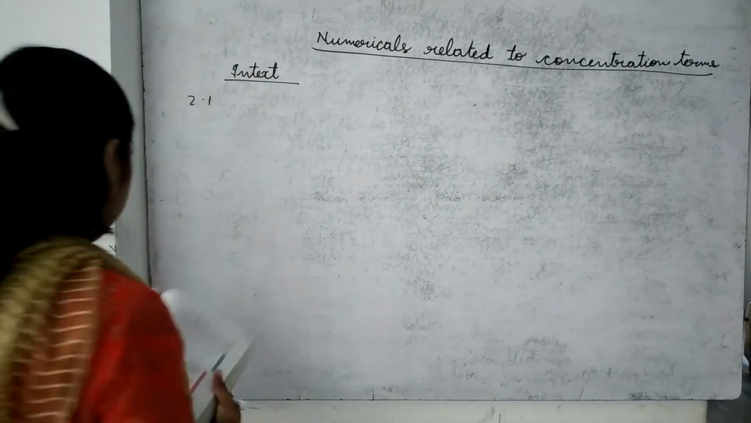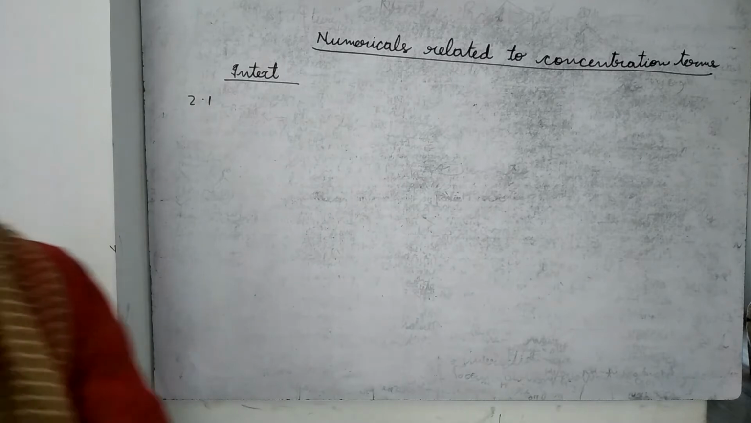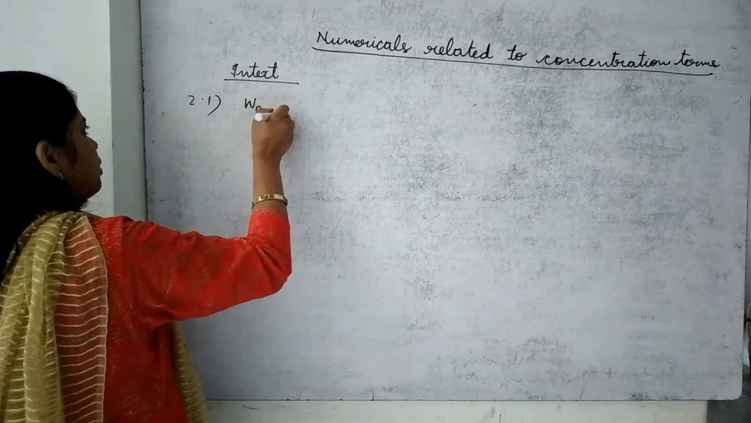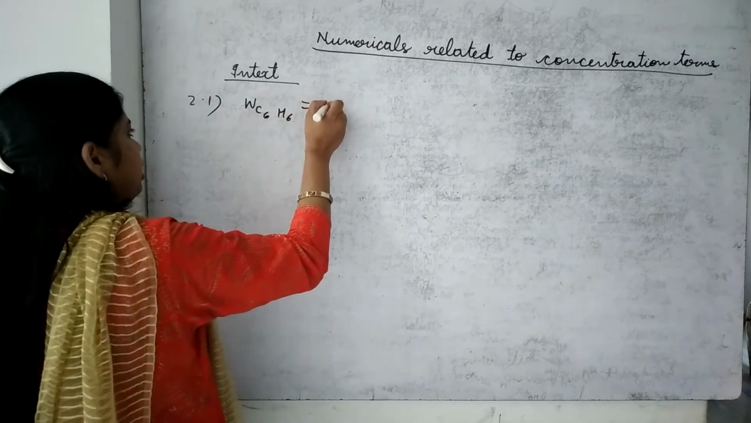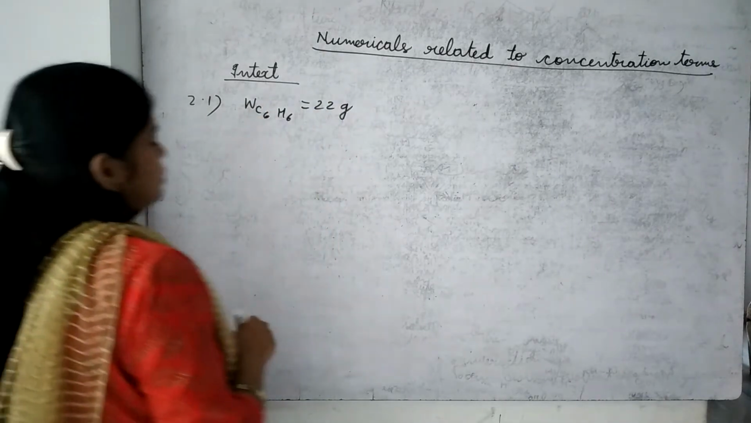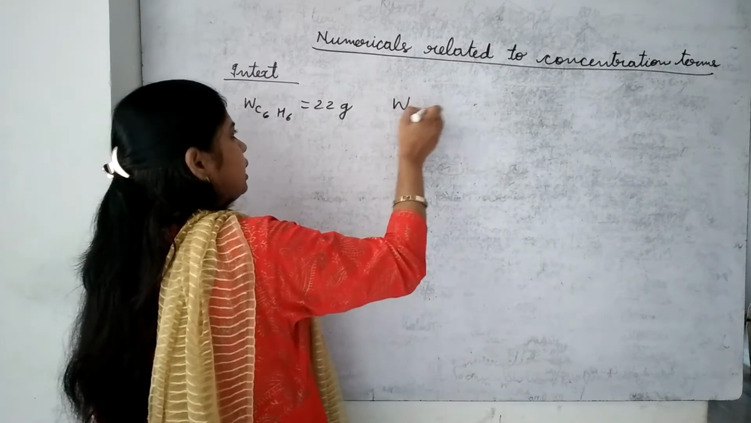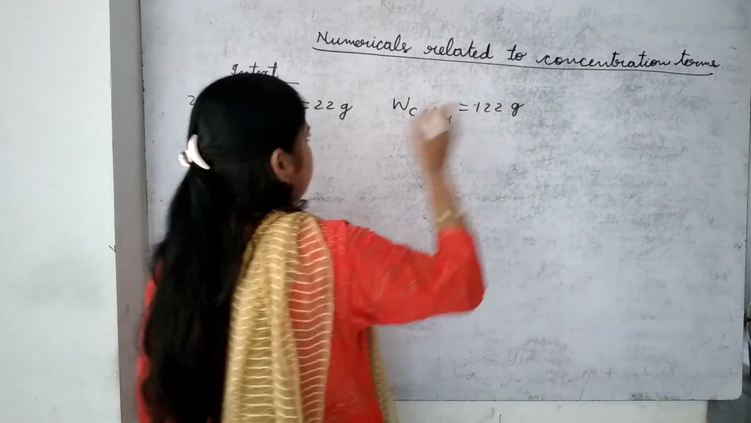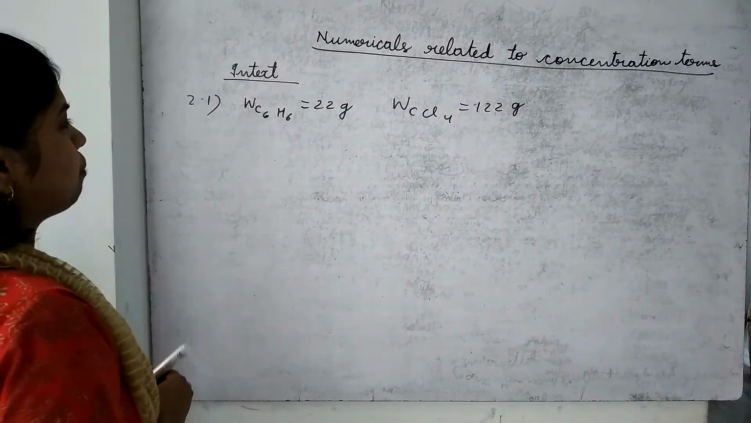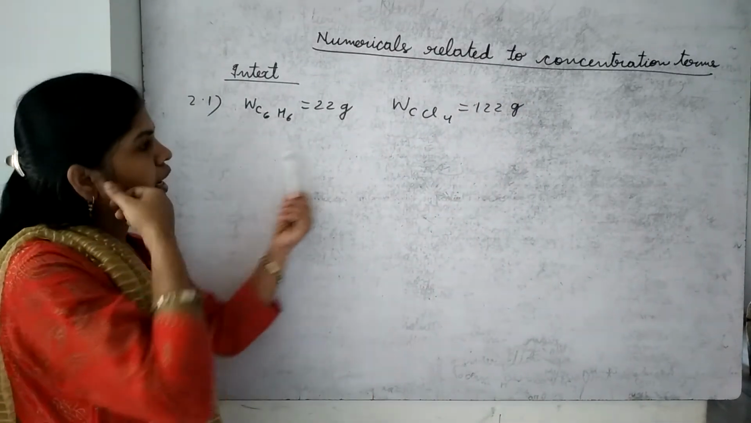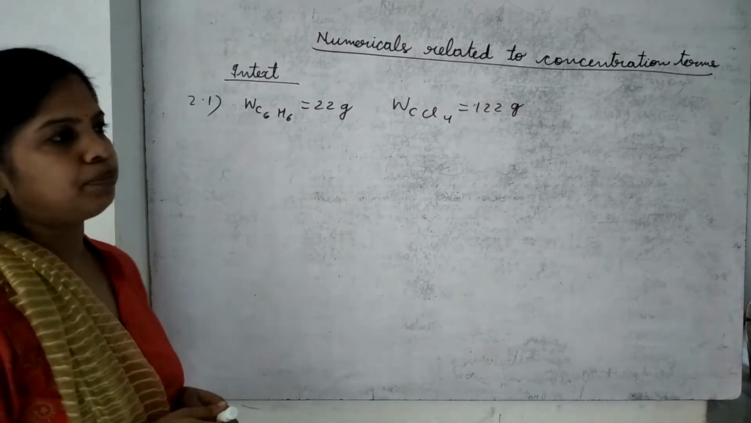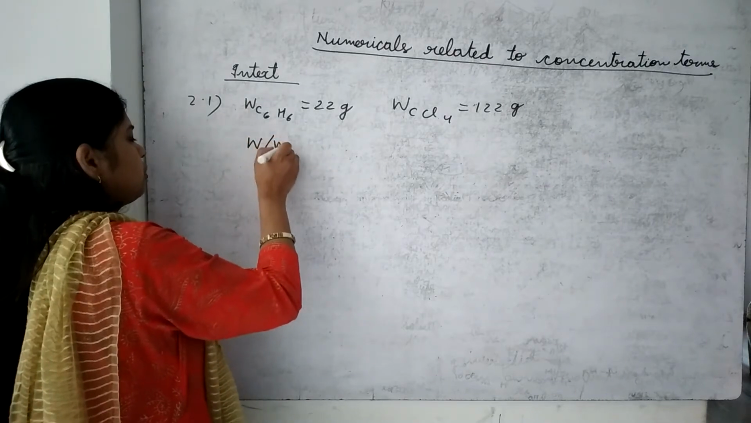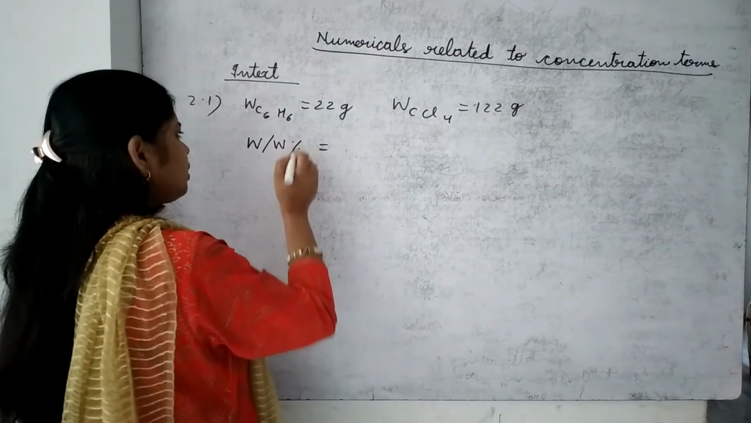first one is 2.1. Here the mass of benzene is given, 22 gram, and it is dissolved in carbon tetrachloride whose mass is 122 gram. Through this we'll calculate the mass percentage of benzene and the mass percentage of carbon tetrachloride. It's very easy. Simply we'll put the formula here.